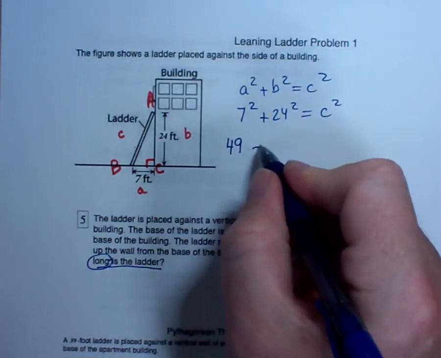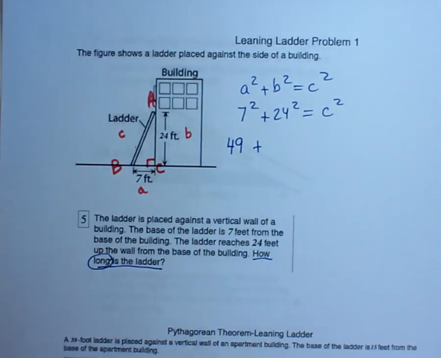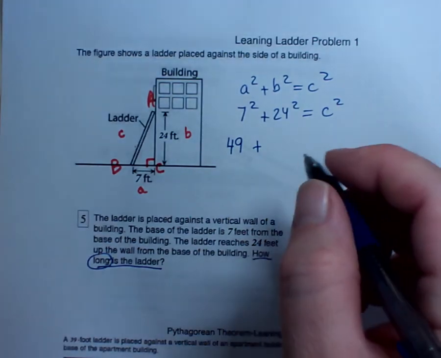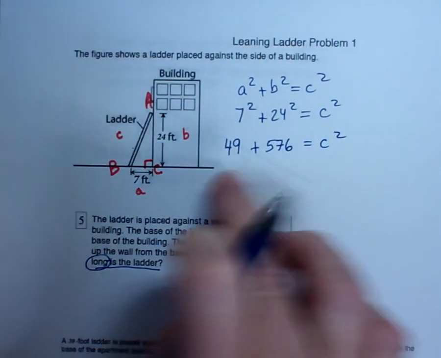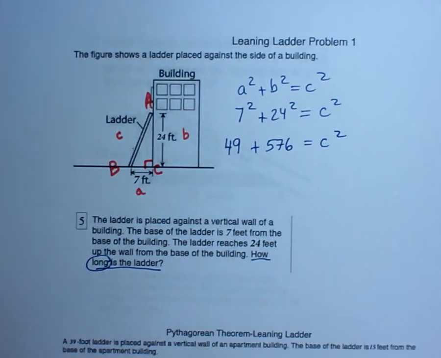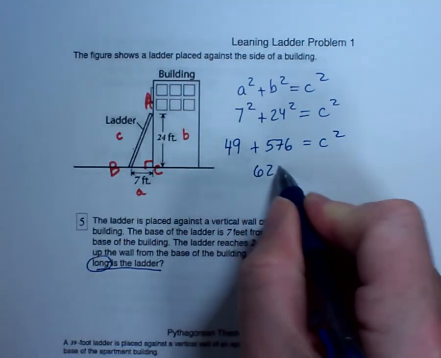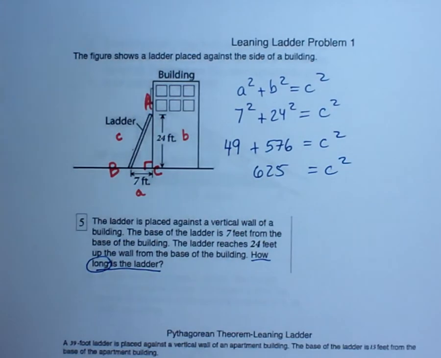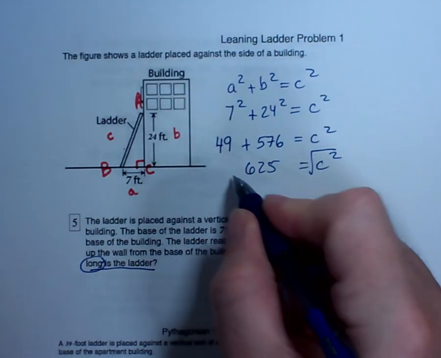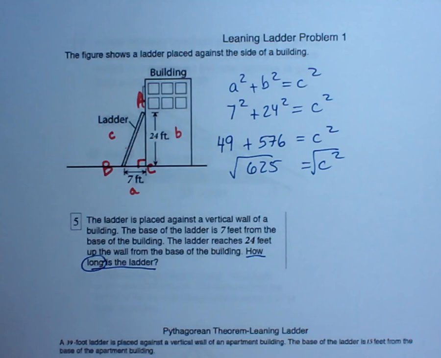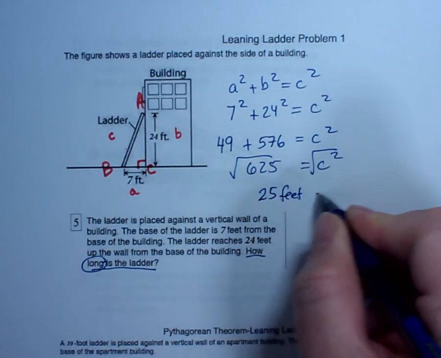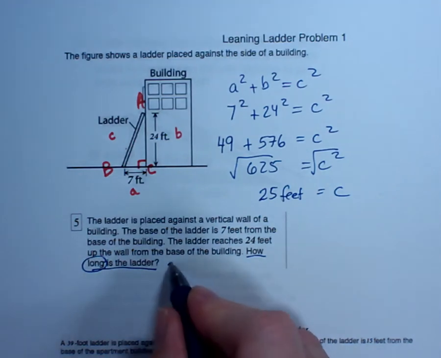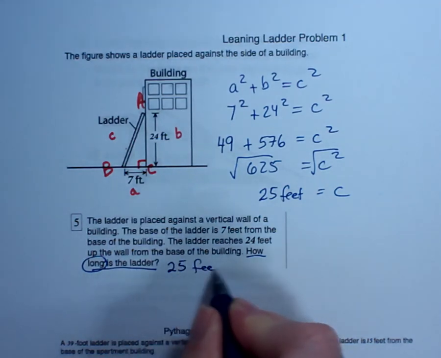I know 7 times 7 is 49, but I don't know 24 squared. I use a calculator, I get 576. I can add these numbers together, and I get 625. And then I need to take the square root of 625, which is 25 feet. So how long is the ladder? It's 25 feet.